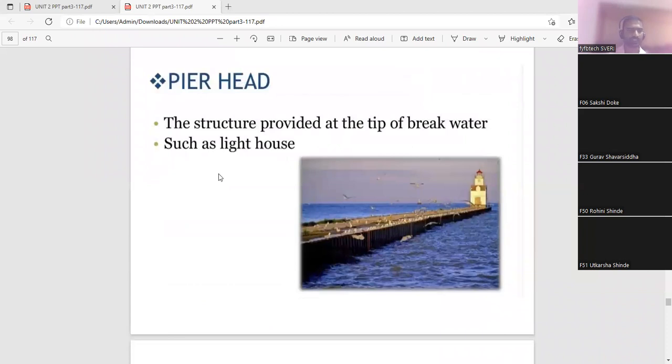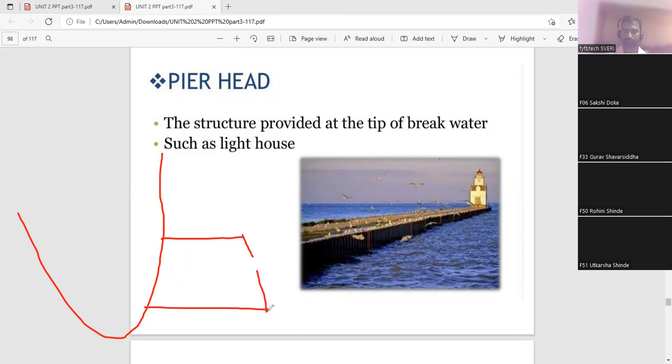So pierhead, it is not necessary, but just see what a pierhead is. It is the structure provided at the tip of the breakwater, such as a lighthouse. See, breakwater means this entire land is constructed in order to build the harbor. There is a gate for the harbor, and the water is broken between this water and this water. At the end they will construct a pole like this, that is called the breakwater or pierhead. The last point of the structure which is breaking the natural water and your inside water is called the pierhead, such as a lighthouse.